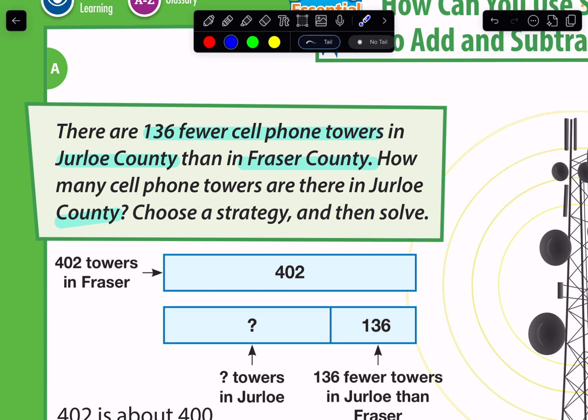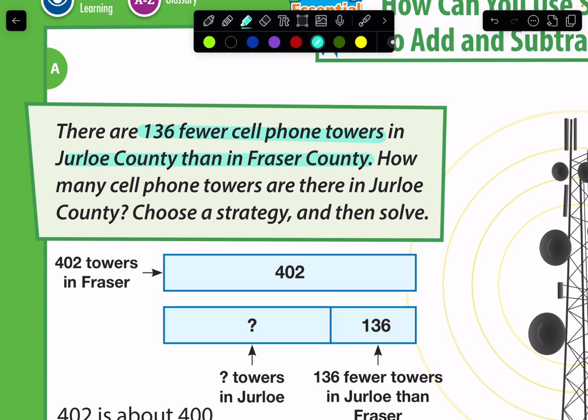Okay, now that you're back, let's go over the problem together. First thing I'm going to do is highlight the important information. There are 136 fewer cell phone towers in Jerlo than in Fraser County. Now, remember yesterday how we had the problem where it said that Charlie and Wyatt were writing books and Wyatt wrote more than Charlie? In that case, we were adding. But look at this one here. It says fewer. So therefore, we are subtracting. Let's keep going.